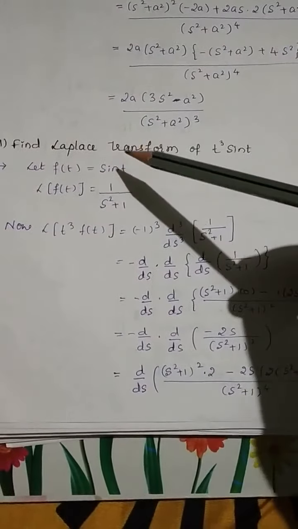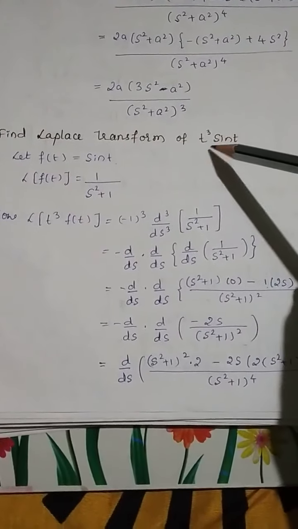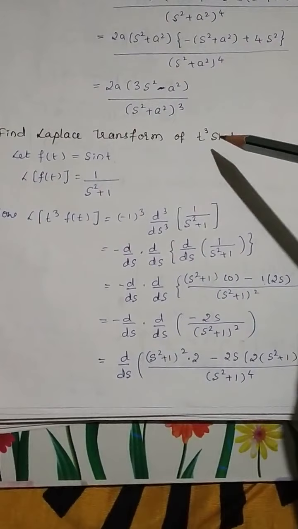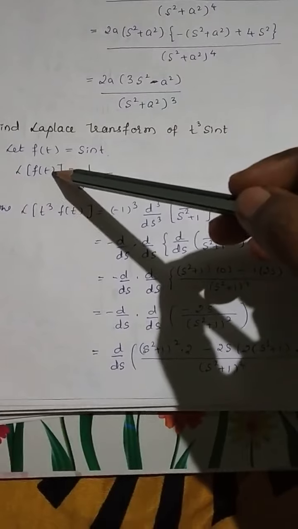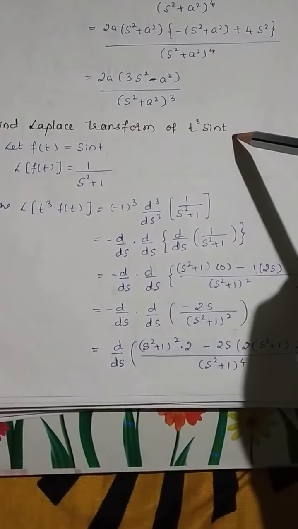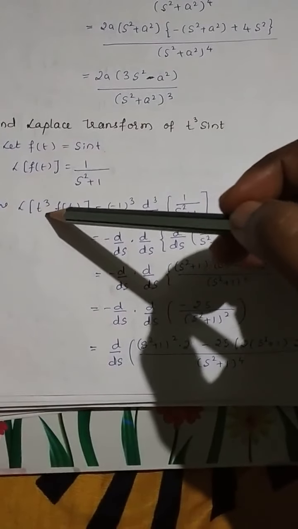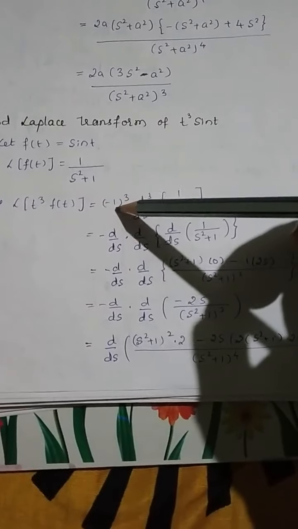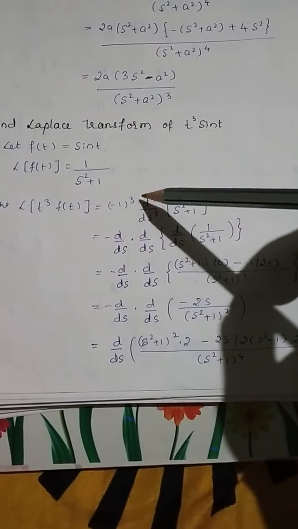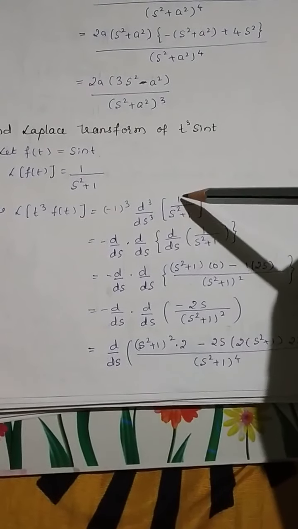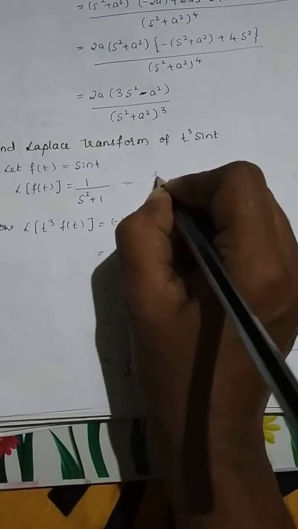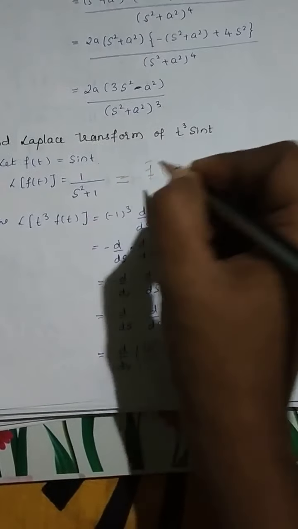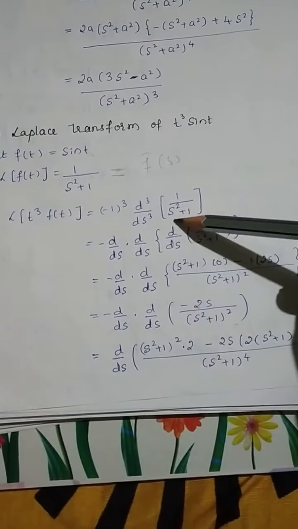Okay, let's go for the next one. Find Laplace transform of t cube sin t. Here f of t is sin t. Let f of t be sin t. The Laplace transform of sin t is 1 upon s square plus 1. Now the given function is of the form t raised to n f of t. Therefore, the Laplace transform of t cube f of t is minus 1 whole cube, here n is equal to 3, d cube upon ds cube of f bar of s. Our f bar of s is 1 upon s square plus 1.